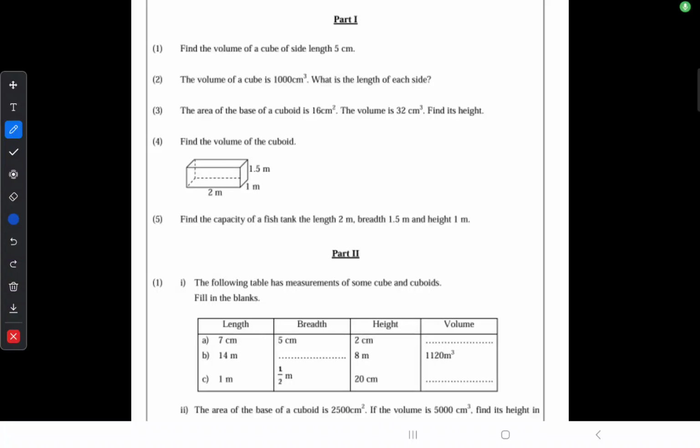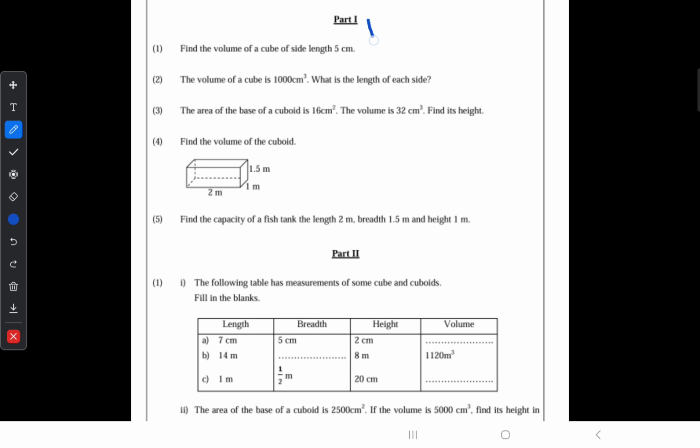Okay, this paper is to find the volume. Volume related to the 3D objects. Find the volume of a cube with side length 5 centimeters. Before that, you have to remember the formula to find the volume of a cube.